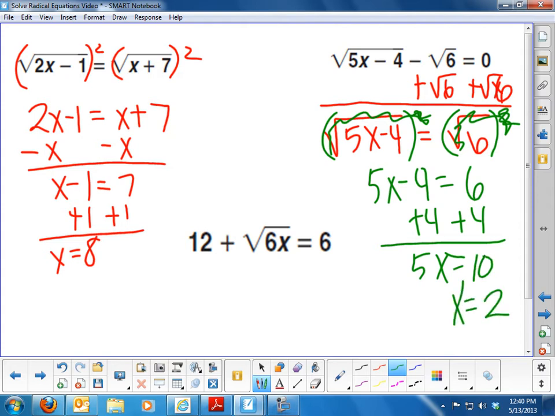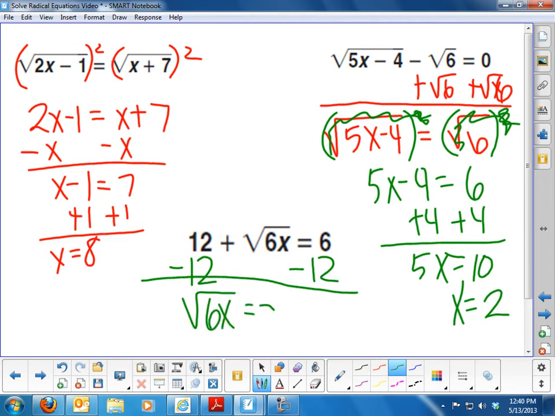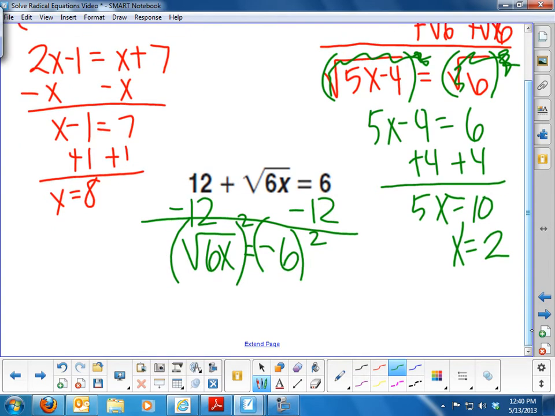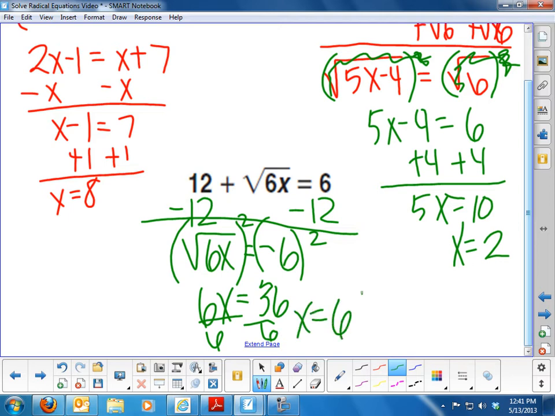Last one, guys. Last example of the last video. Dramatic. Okay, so we are subtracting 12. We're trying to get the square root all by itself. 6 minus 12 gives me negative 6. Now I am going to square each side. So then I get that 6x is equal to, what's negative 6 squared? 36. Divide each side by 6. So x is equal to 6.